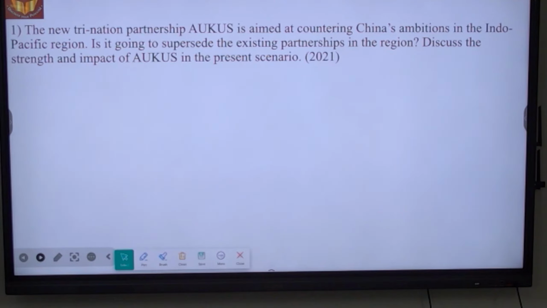So, the UPSC mains question. The new tri-nation partnership AUKUS is aimed at countering China's ambition in the Indo-Pacific region. Is it going to supersede the existing partnerships in the region? Discuss the strength and impact of AUKUS in the present scenario.